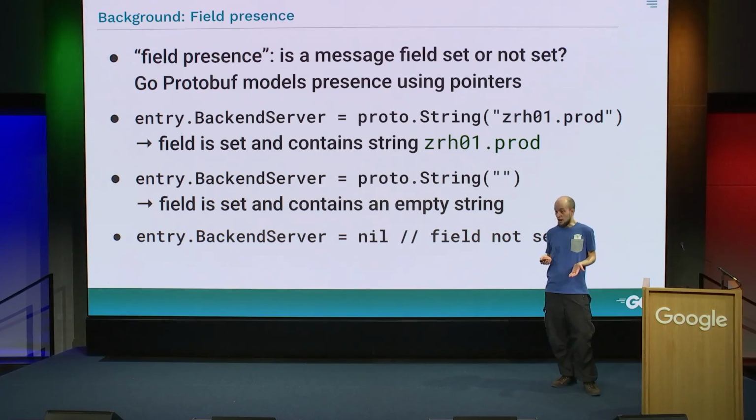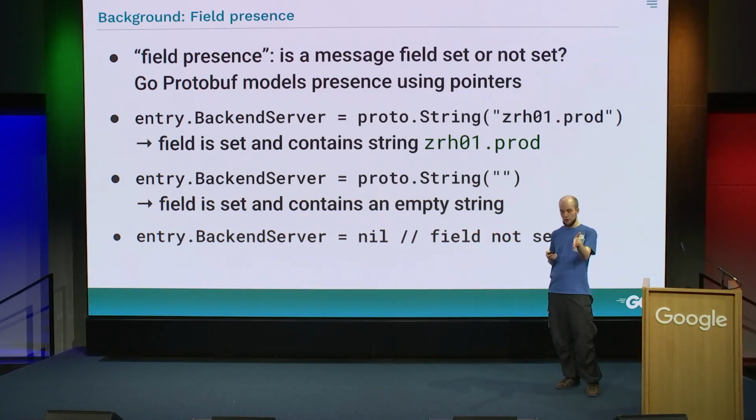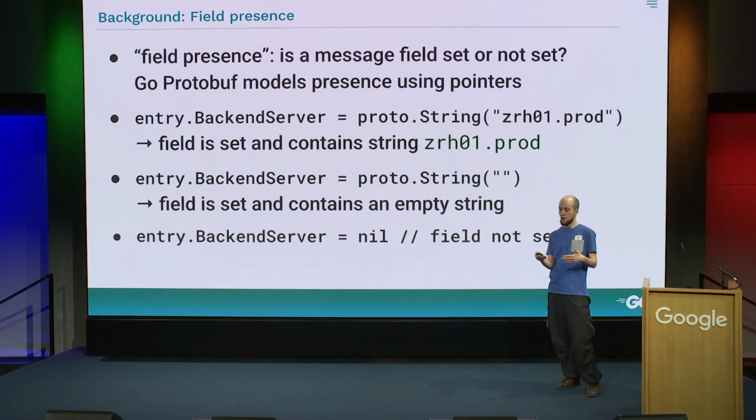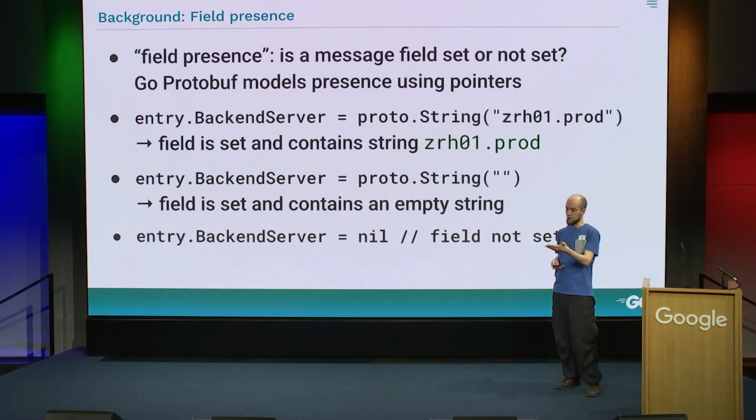So what does that mean in practice? In practice, it means if you wanted to set the backend server field to the string zurich01.prod, the way to do it is you would directly access entry.backendserver, and you would need to give it a pointer to that string. An easy way to do it is to call the helper functions that we have in the proto package, where proto.string, the only thing it does is it allocates a variable and then it gives you the address to it, right? So in this case, you would set the field, and then it contains zurich01.prod.